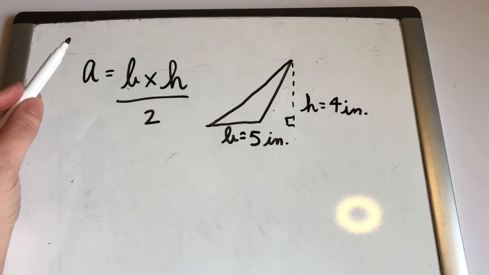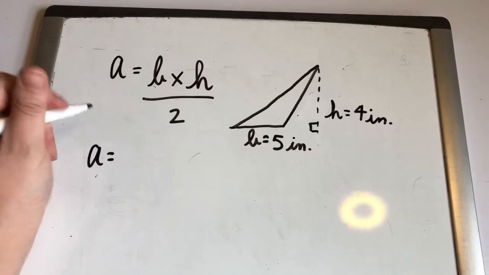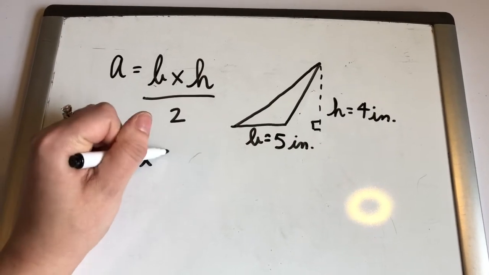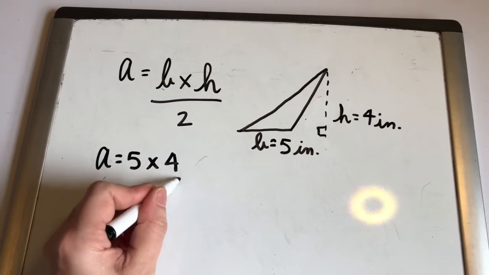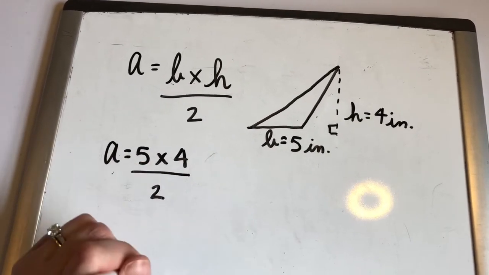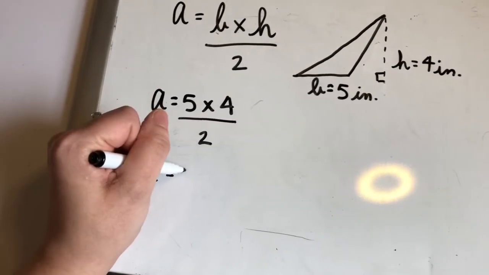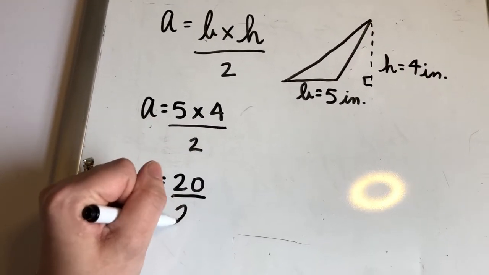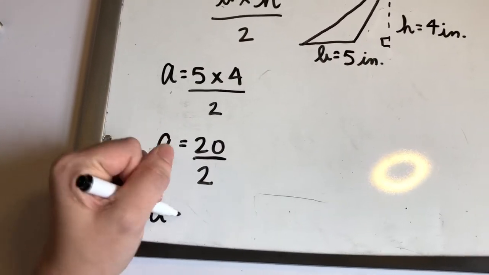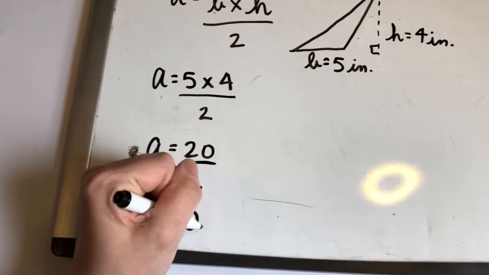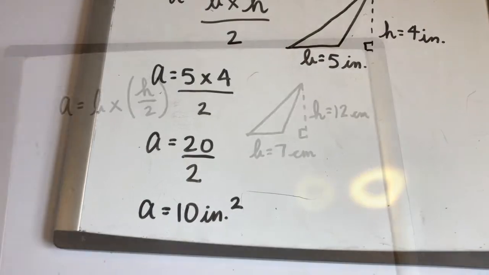So I'm going to double the area and then divide it in half. So area equals 5 times 4, base times height, divided by 2. So my area is 20 divided by 2. So my final answer is that my area is 10 inches squared, or 10 square inches.